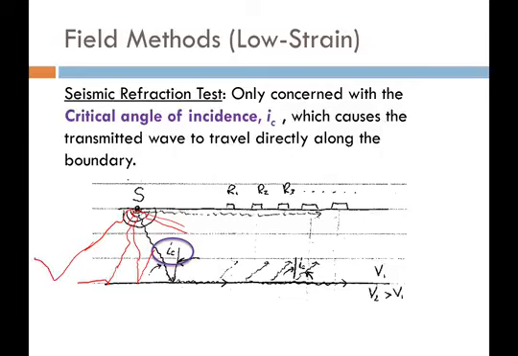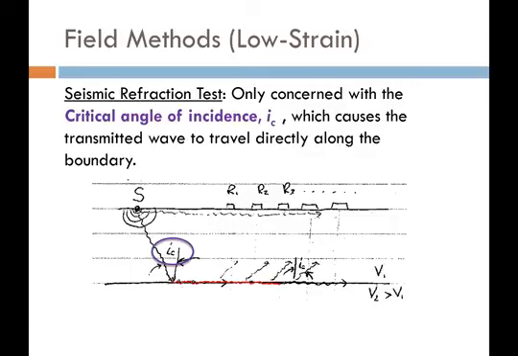But the critical angle is the angle at which, when this wave comes down, essentially the transmitted wave, instead of transmitting at different angles, as some of these waves might do, the transmitted wave at the critical angle transmits right along the boundary. So it just follows that boundary all the way.